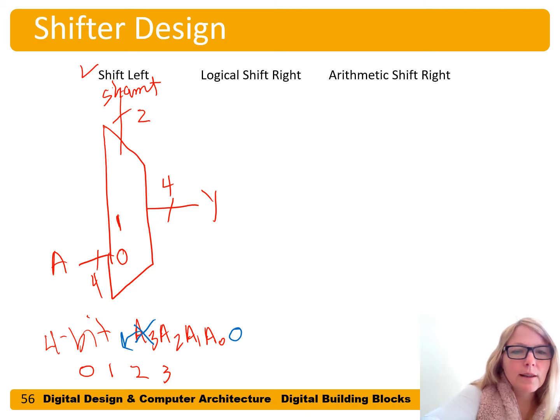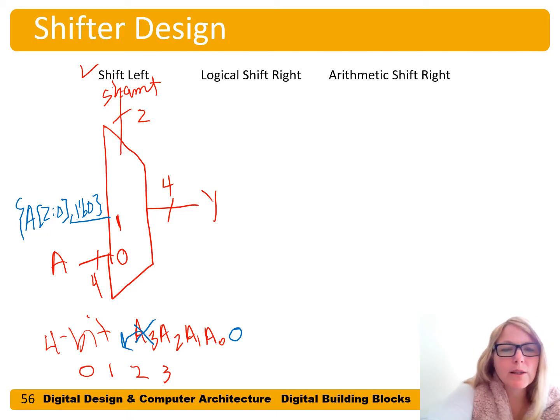So we can take our A input and write it something like this. We want A2 to 0 and a 0 on that rightmost bit. What about if we shifted by 2 bits? Now both of these bits would shift off, and we'll get 2 zeros on the right. So if we were shifting by 2 bits, we'd want A1, A0 and 2 bits of 0 on the right.